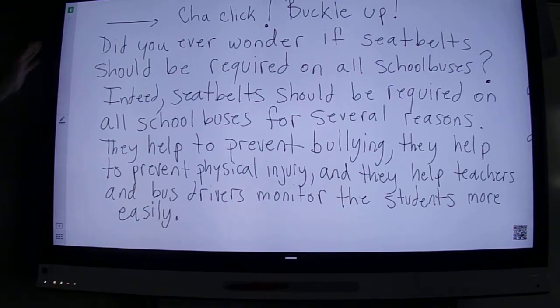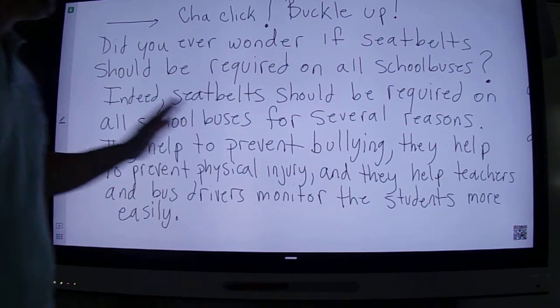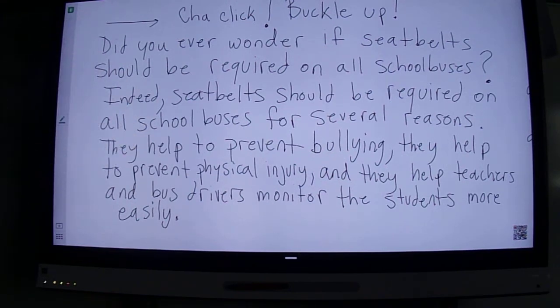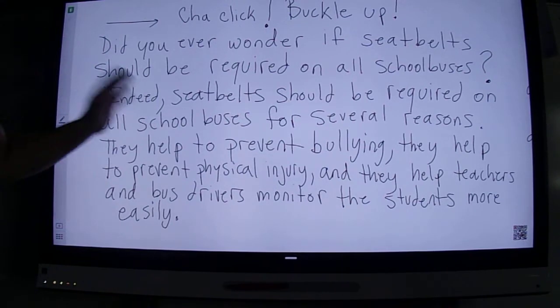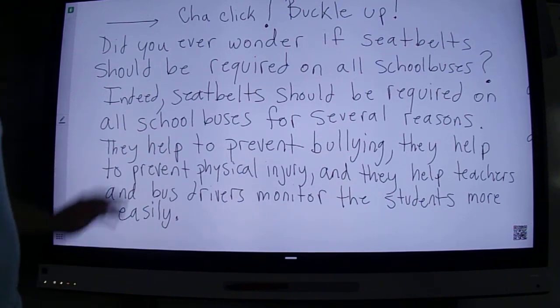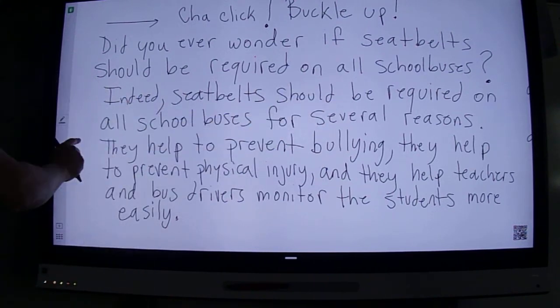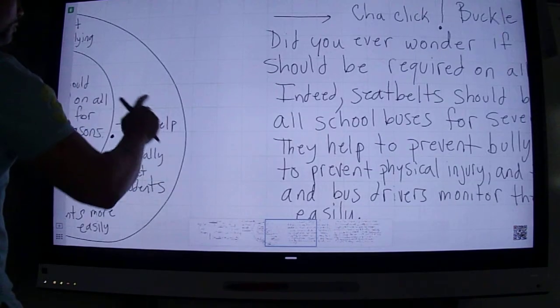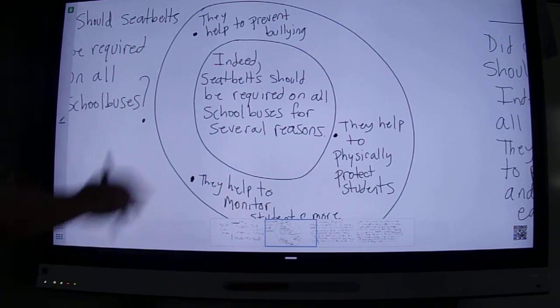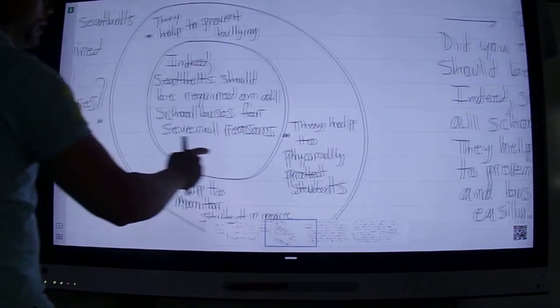The hook comes next, which is did you ever wonder? It's the did you ever wonder statement. As the kids know, the students know this. Did you ever wonder if seatbelts should be required on all school buses? Question mark. Where's your hook? Indeed, comma, seatbelts should be required on all school buses for several reasons. Okay. Once again, going back to our circle map. There it is. It's right off the circle map. We're transferring the information right out of the nucleus.